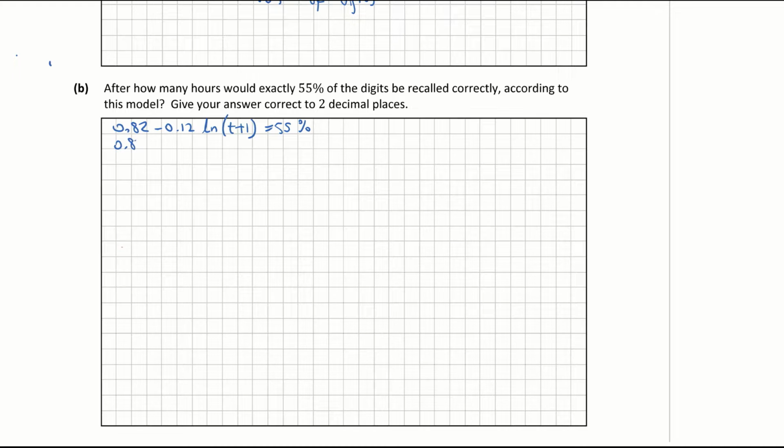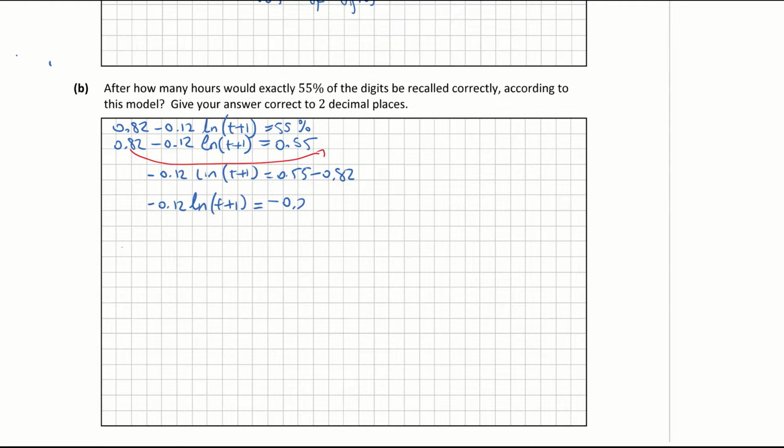My next step, I should say, is to write that as a decimal. So t plus 1 and 55% as a decimal, divide 55 by 100 because there's 100%, is 0.55. Next step I'm going to do is move over this as 0.82 or subtract 0.82 from both sides. So just rewriting that is going to give me 0.55 minus 0.82. And tidying that line up now is going to give me minus 0.27.